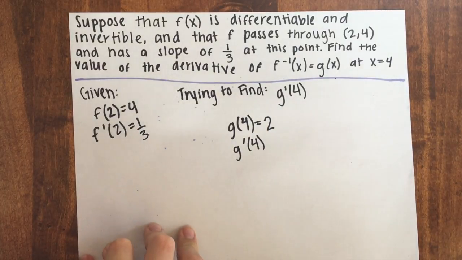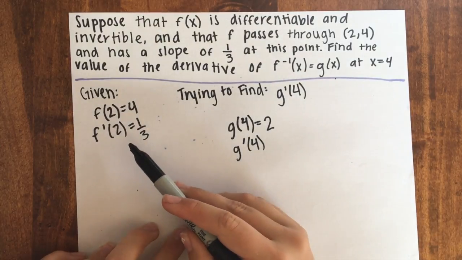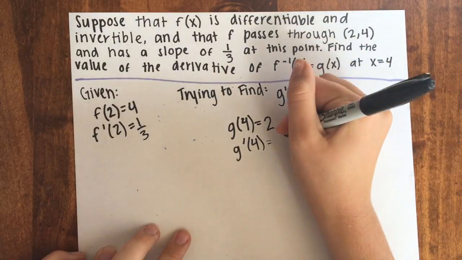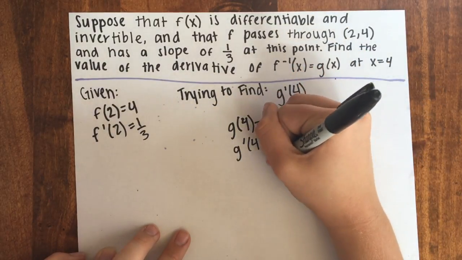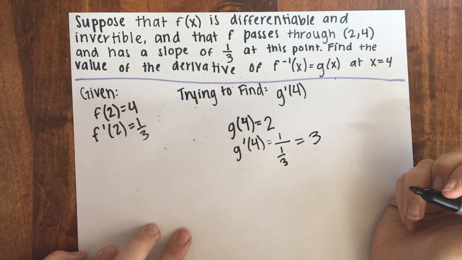And since we know by the formula that I showed you in the previous problem, g prime of 4 equals 1 over f prime of 2. So we get g prime of 4 equals 1 over 1/3, which equals 3. And that is our answer.